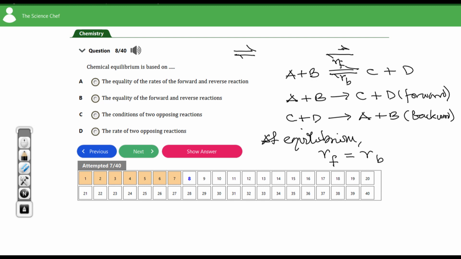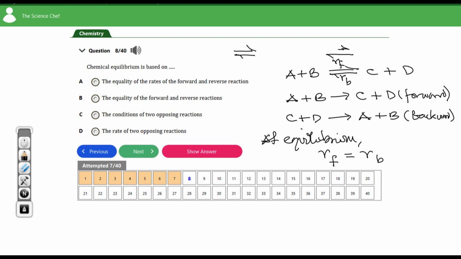Remember, this is JAMB, so you have to go through all the options first before picking the appropriate answer. Because JAMB has a way of making two or more answers look similar. Right? Now look at this, the second question. The equality of the forward and reverse reactions. If you are not careful, if you don't take the rates into consideration, you might go for option B, right? Which is not correct, because we're not looking at just the forward and reverse reaction, but their rates. The rates of the forward and reverse reactions must be equal.